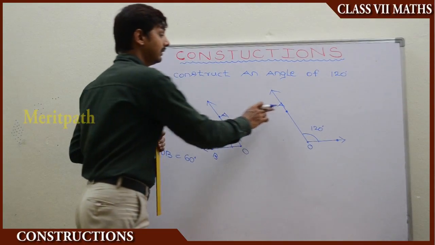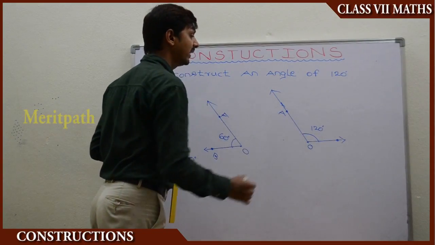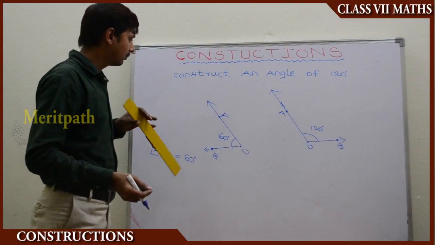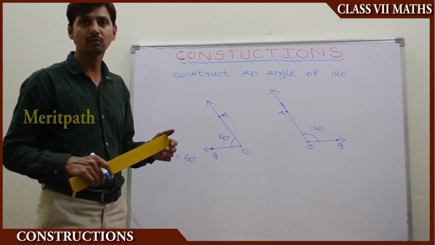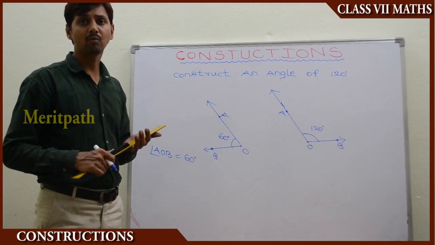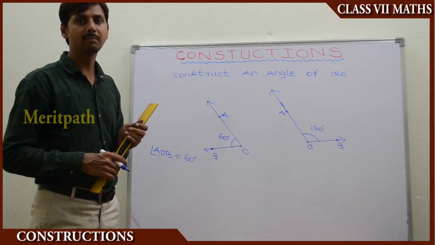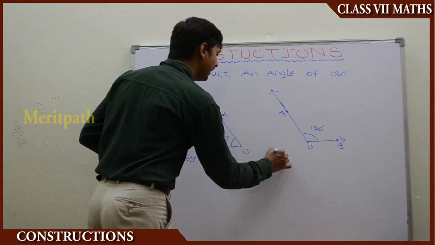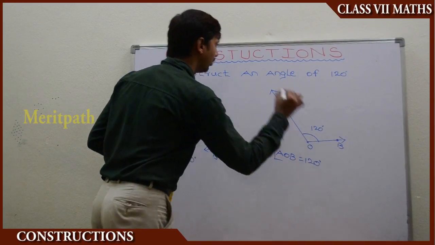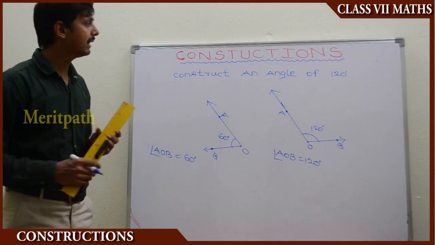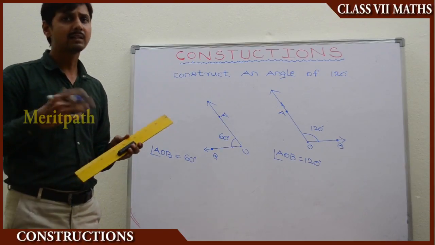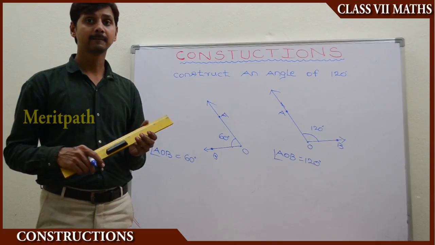This is 120. So we name it as B. We can name it any way, but usually we write the parts of the angle as angle AOB, angle COD, angle MNO, or something similar. So angle AOB is 120 degrees. In this manner, we construct different types of angles. Let's go to the next concept, drawing different types of angles using a compass.